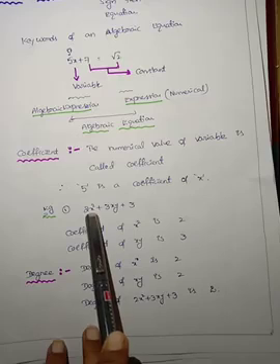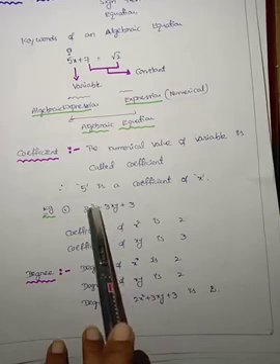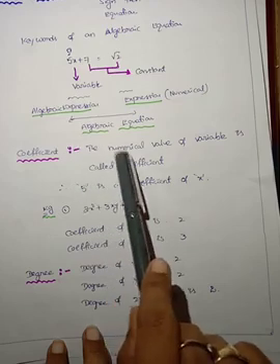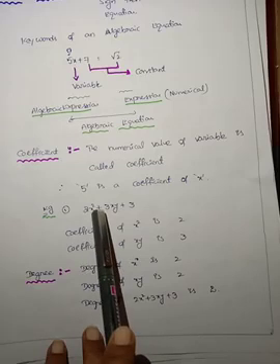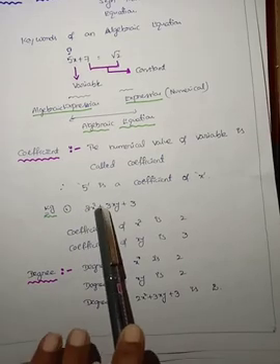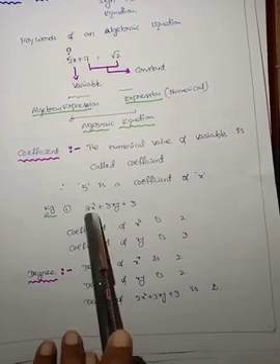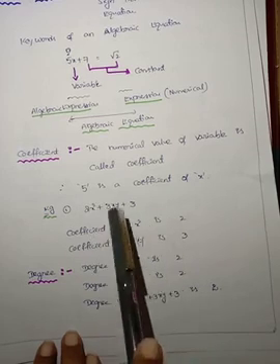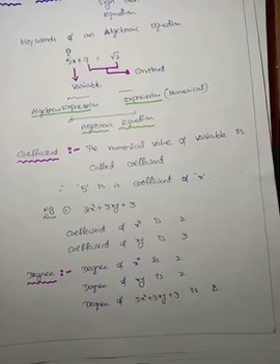This is an algebraic term, this is an algebraic term, and this one is a numerical term. What is the coefficient of x square here? 2. What is the coefficient? The numerical value of the variable. The numerical value of the variable is called the coefficient. The coefficient of x square is 2 and the coefficient of xy is 3.